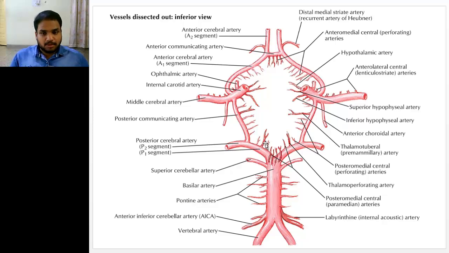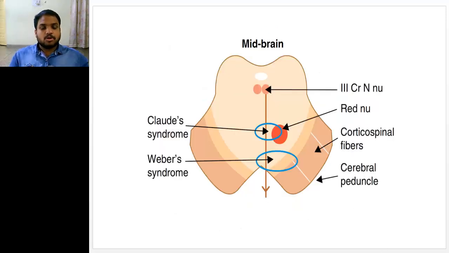And then you have the P2 syndromes, that is due to occlusion of the P2 segment, that is distal to the junction of the posterior cerebral artery with the posterior communicating artery. Fine. So first of all, we will see the P1 syndromes. So what are the P1 syndromes? You have the Weber's syndrome, that is involving the anterior cerebral peduncle, right? This is the anterior cerebral peduncle, right? Anterior cerebral peduncle as well as the third cranial nerve, right?